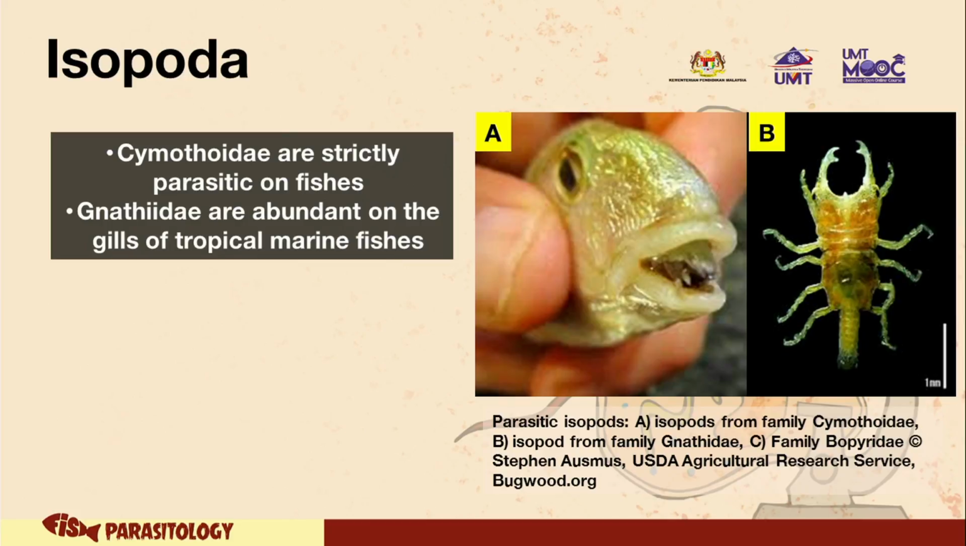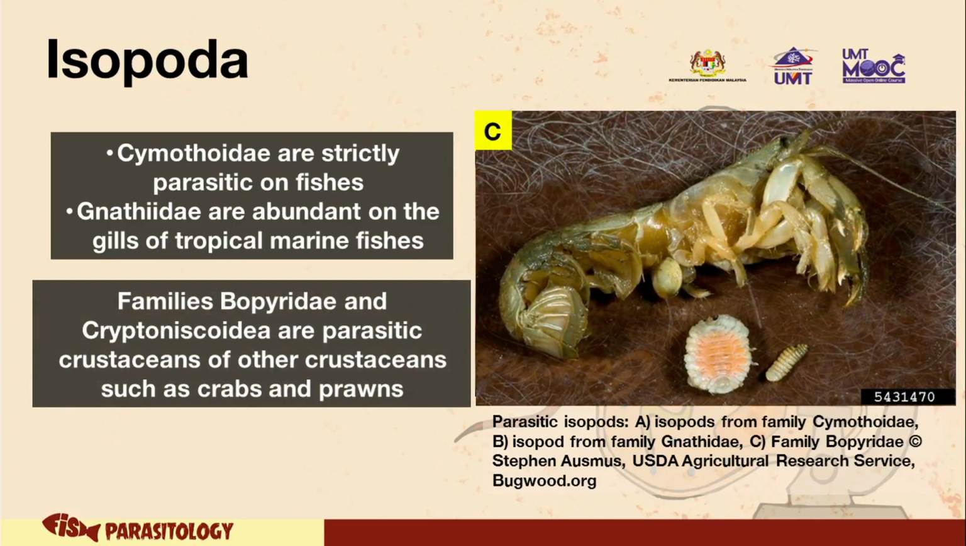The Gnathiidae are abundant on the gills of tropical marine fishes, both elasmobranch and teleost, and represent a primary source of food for cleaner fish. The families Bopyridae and Cryptoniscidae are parasitic crustaceans of other crustaceans, such as crabs and prawns. The brief focus here will be on the family Cymothoidae.